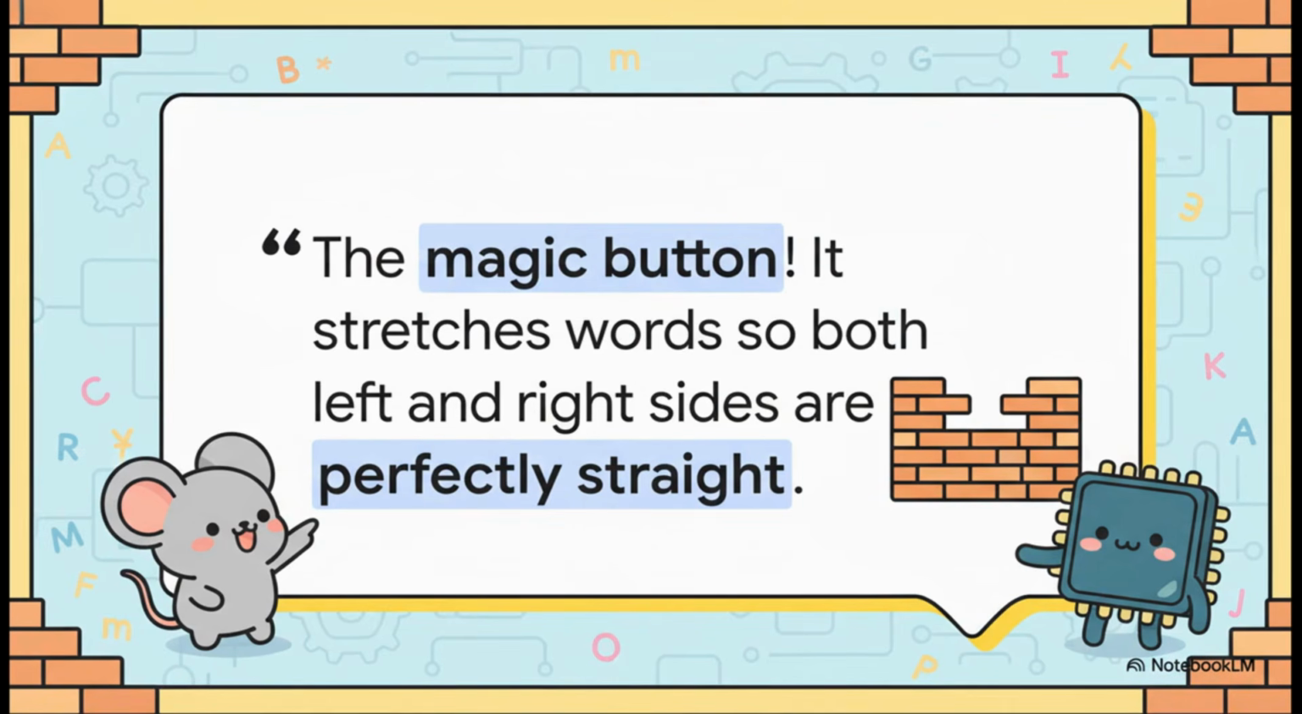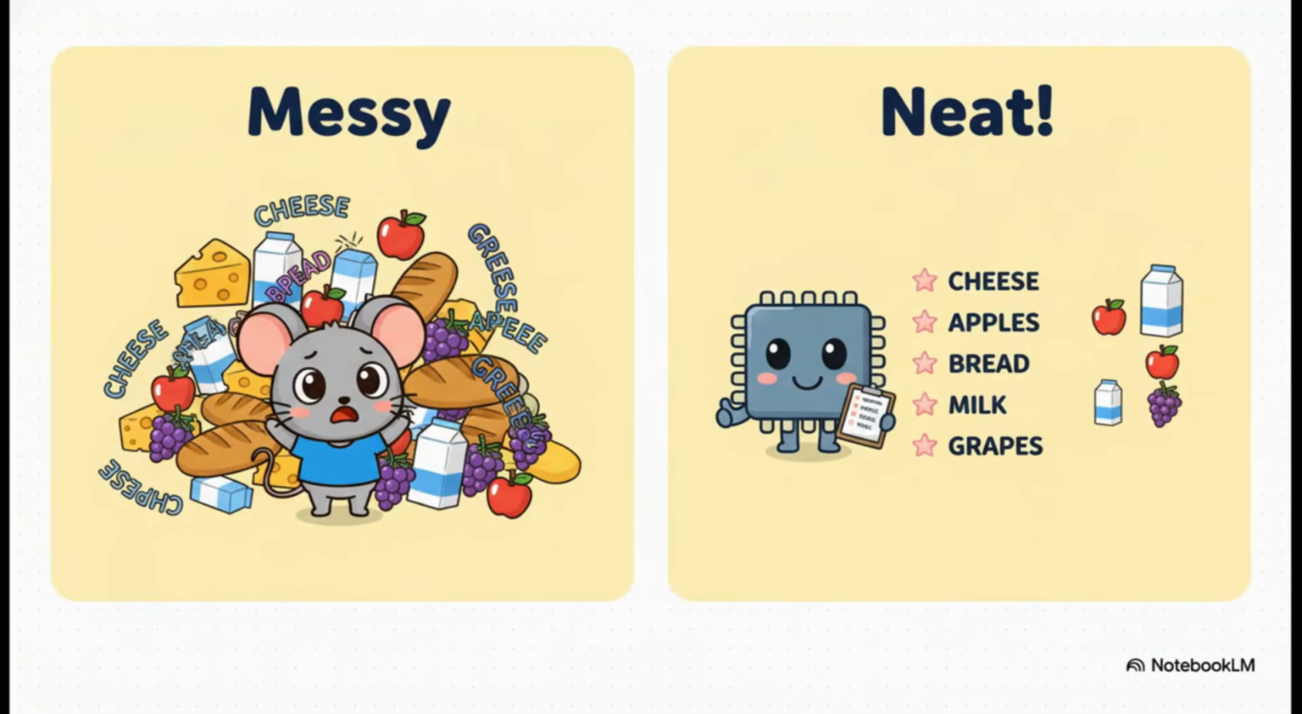Alignment makes our work look professional. It's what gives documents that super clean, polished look you see in books and magazines, like a perfectly built brick wall. Now, what about lists? Look at the left, it's just a messy jumble of words. But on the right, with a few simple bullet points, bam, it's suddenly an organized, easy-to-read list.